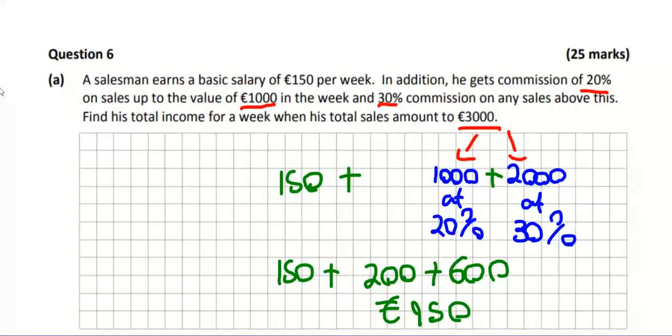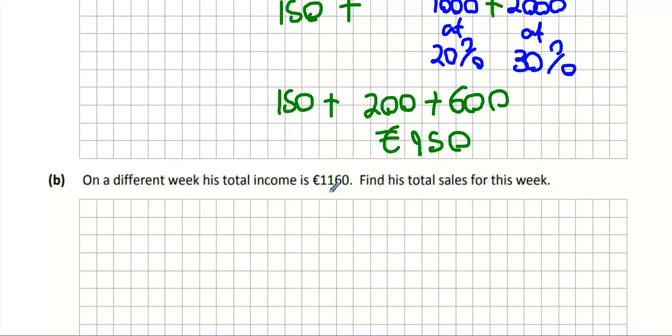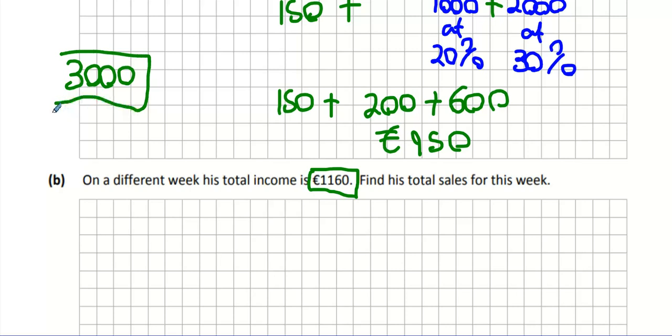Sorry, part B. Now, on a different week, he earns more money. More money means more sales. Does that make sense? So if you did 3,000 in sales in the last question, I think we're all estimating a sales answer above that. Would you all agree with a sales answer above €3,000? Does that make sense? Does it make more money?